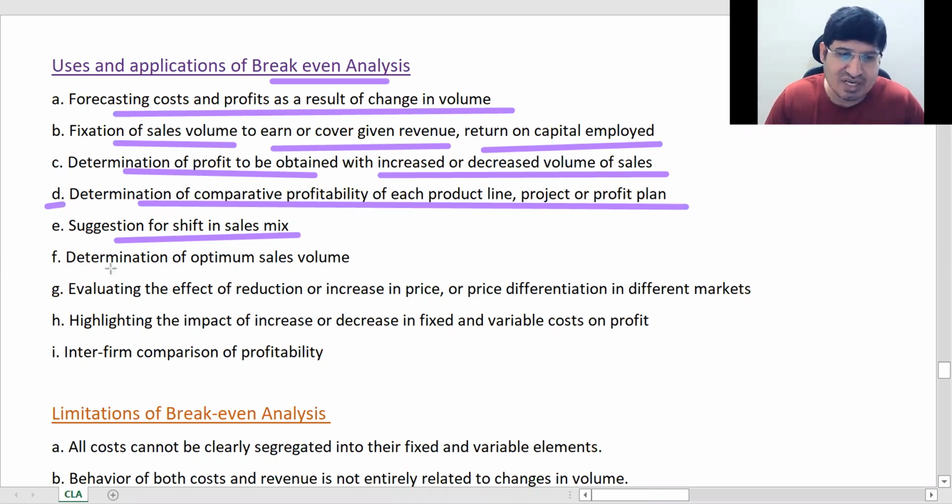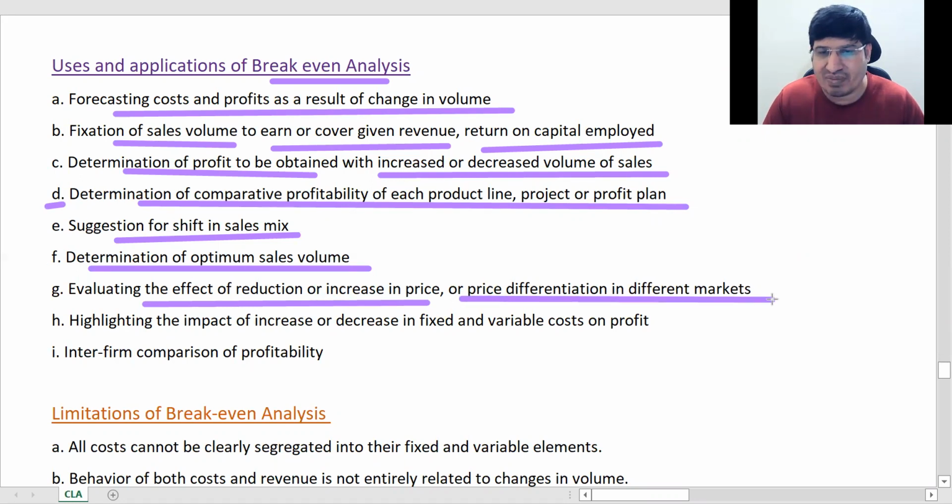So that is determination of optimum sales volume. Maybe it helps us find out this as well. Okay. Evaluating the effect of reduction or increase in price. Okay. So इसमें ये क्या और price differentiation in different markets. So you see what you do is if I reduce price a bit, then how much I can sell. You find that out and based on that you do the comparison.